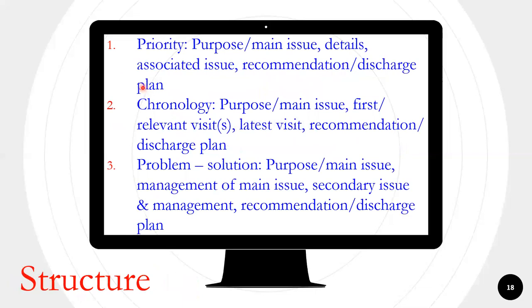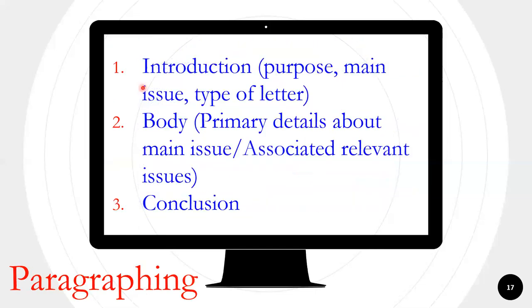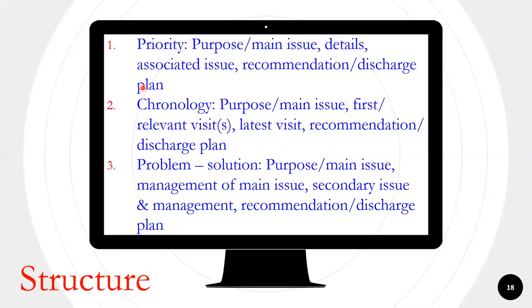So how do you structure this? By what format or on what basis do you do the introduction, body, conclusion? On what basis? Especially when it comes to the body. For the introduction, you don't have too many options. It should definitely include the purpose of the letter, the main issue, and then the type of letter that you're writing. But when it comes to the body, how do you structure that? What is your rationale? Or on what basis do you structure the body paragraphs?